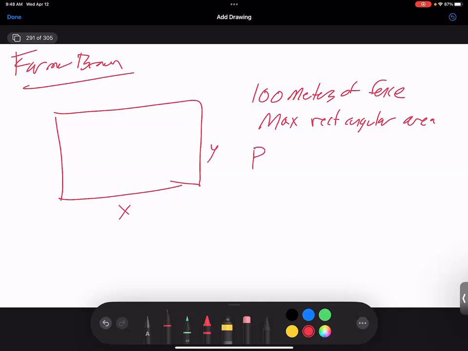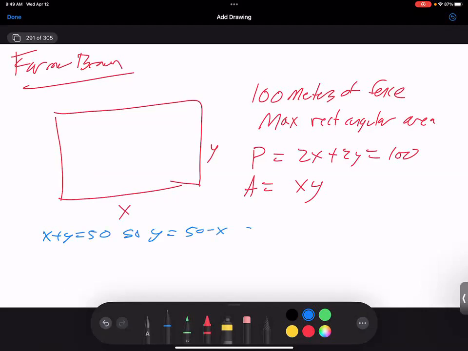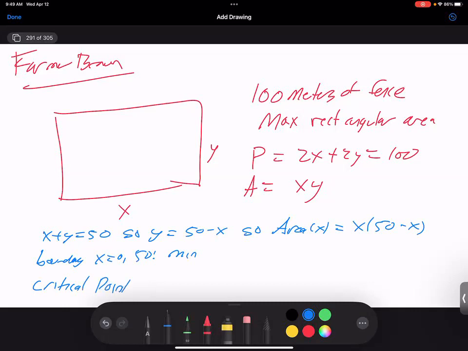So one thing you could do is you could say the perimeter is 2x plus 2y equals 100. The area is x times y. And we could try to solve this using Calc 1 techniques. And one way to solve this is we can say, well, x plus y equals 50. So y is equal to 50 minus x. So I can consider the function area of x is x times 50 minus x. So the boundary is x equals 0 and 50. These are clearly going to be the minimum. And then I look for the critical points.